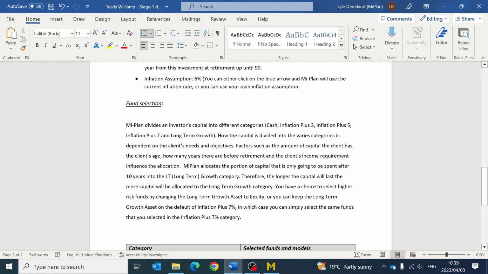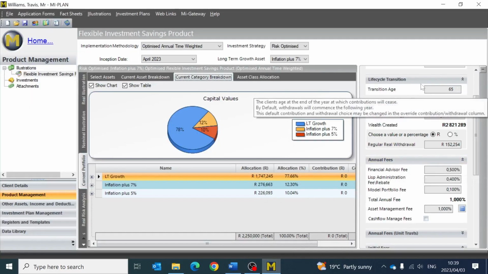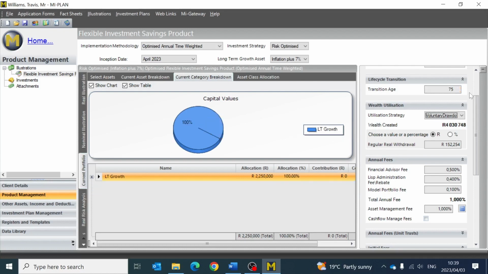Right, factors such as the amount of capital the client has, the client's age, how many years they are before retirement, and the client's income requirement influence the allocation. MiPlan allocates the portion of capital that is only going to be spent after 10 years into the long-term growth category. So to illustrate that, let's pretend that the transition age is not 65, but 75. Everything is going to be going into the long-term growth category.